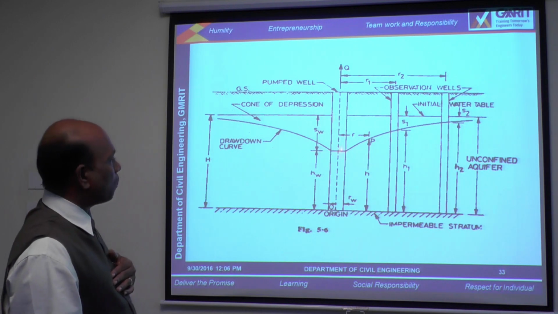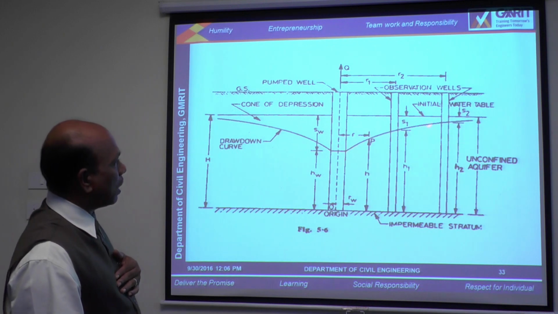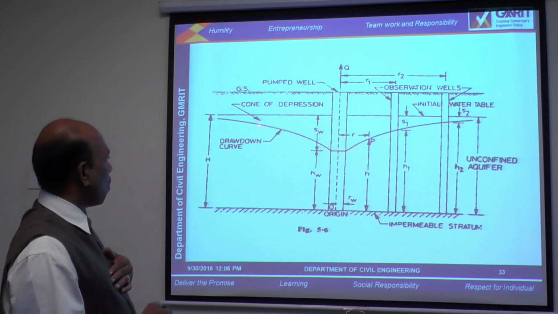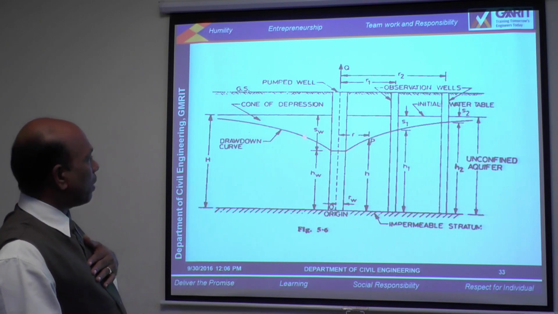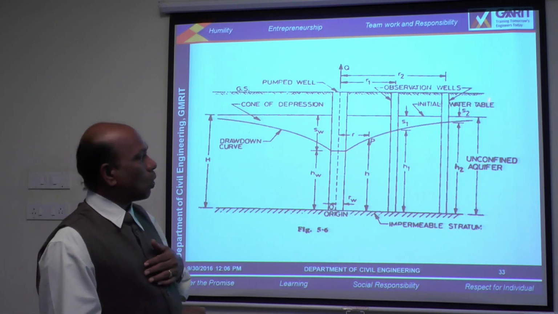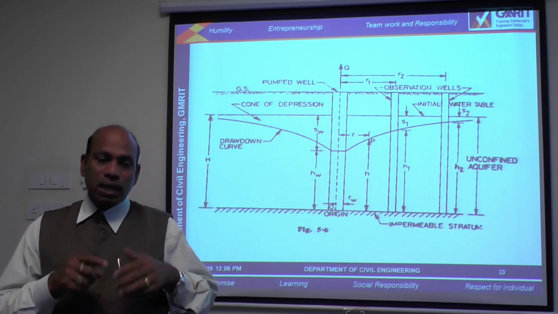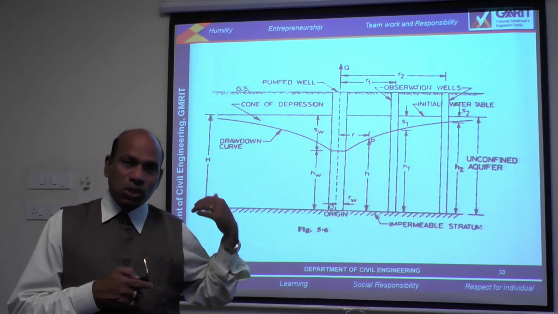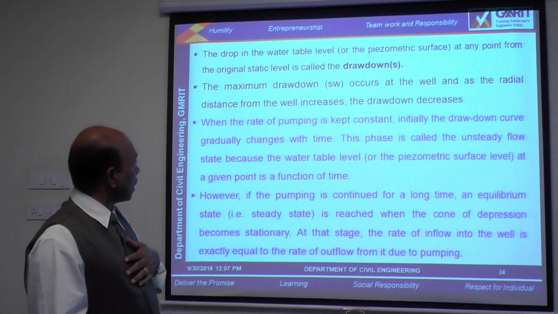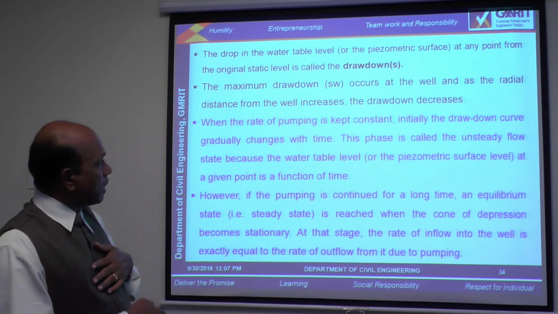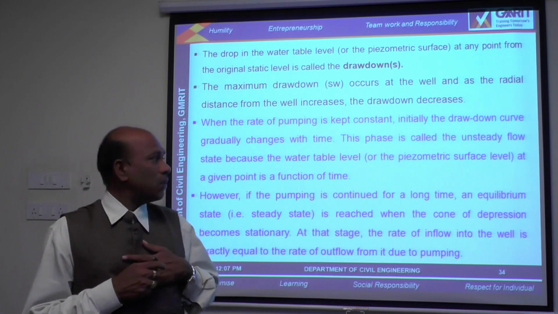Once we have drawdown from this point to this point, the water table also changes like this. It forms an inverted cone around the well if the pumping is continued. This inverted cone is nothing but the cone of depression. The area influenced around the cone is known as the area of influence. The radius of this cone is known as the radius of influence. When the rate of pumping is kept constant, initially the drawdown curve gradually changes with time. This phase is called unsteady flow.